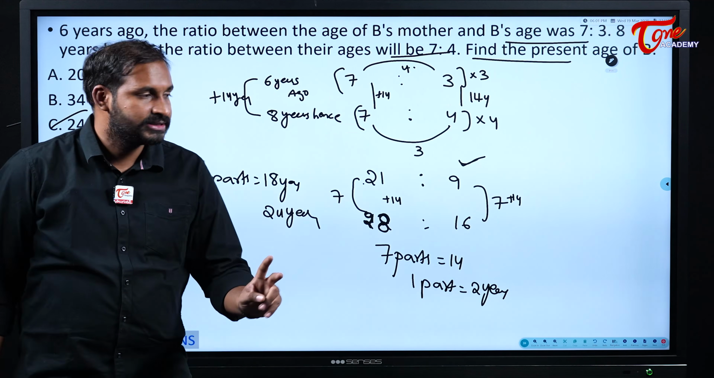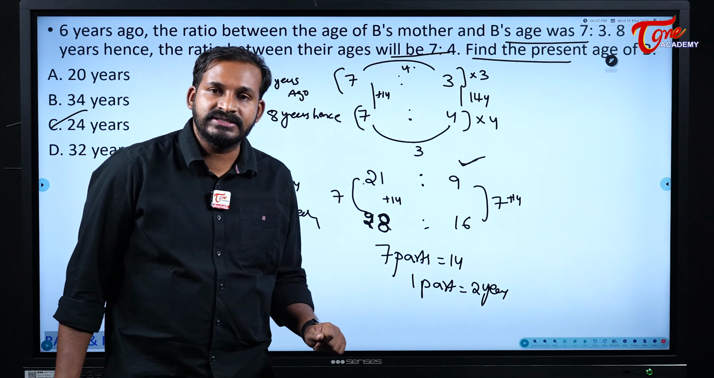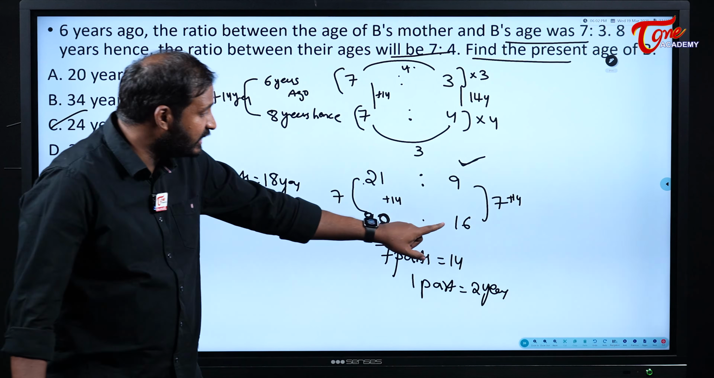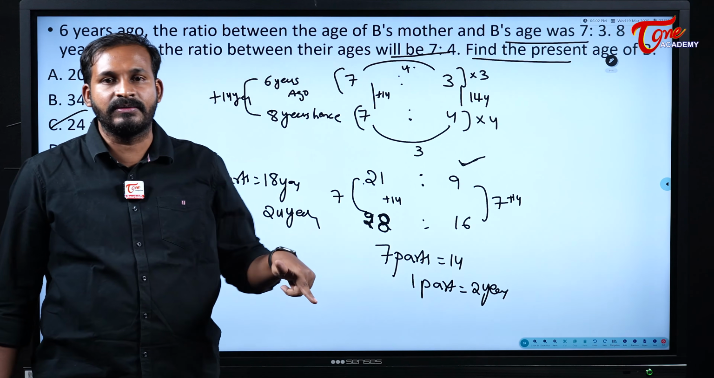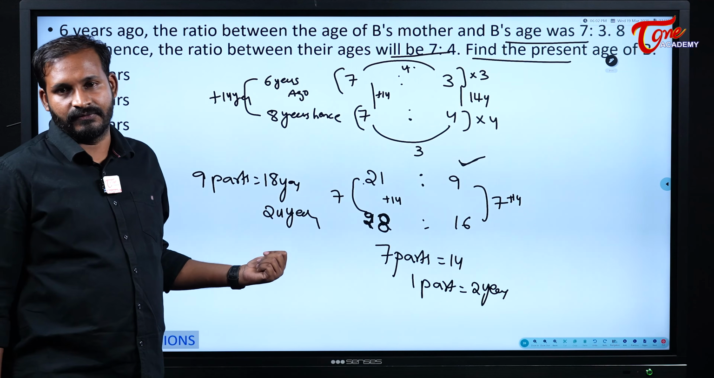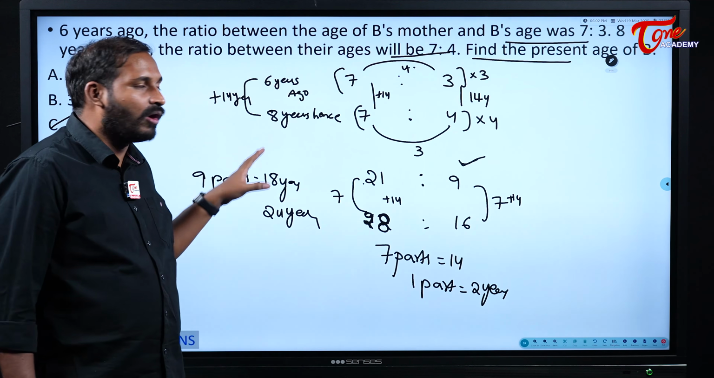Or else you can go with this value also. If 1 part is 2 years, 16 parts will become 32 years. But when it is 32 years, that is 8 years after. So you should subtract 8 from 32, and you will get the same 24. You can take the help of either this one or this one, but this is the concept.